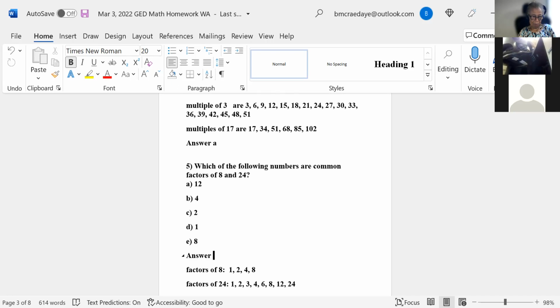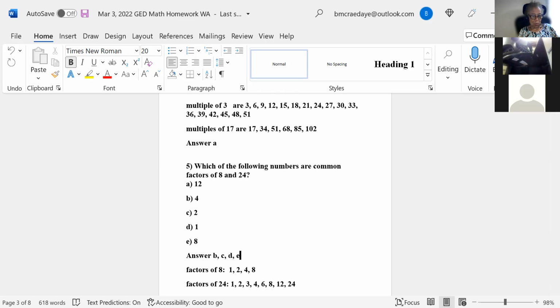B, C, and D. What else? It got 4, right? So we have B and C and D. And 8, E. Give me the letter E, right? B, C, D, and E.